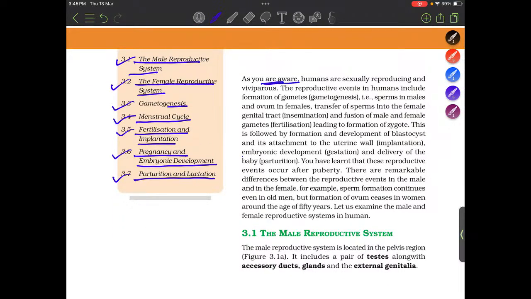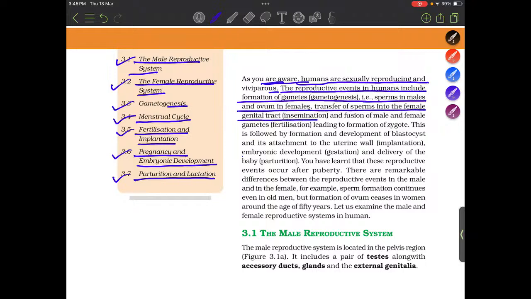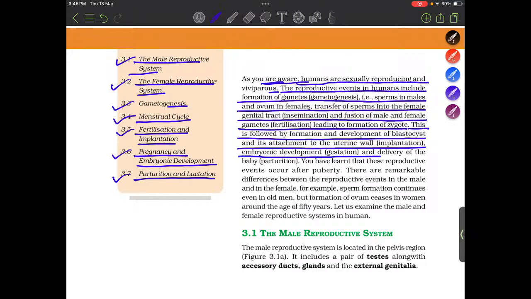As you are aware, humans are sexually reproducing and viviparous. The reproductive events in humans include formation of gametes, gametogenesis, that is sperm in male and ovum in females, transfer of sperm into the female genital tract, insemination, and fusion of male and female gametes, fertilization, leading to formation of zygote. This is followed by formation and development of blastocyst and its attachment to the uterine wall, implantation, embryonic development, gestation, and delivery of the baby, parturition.